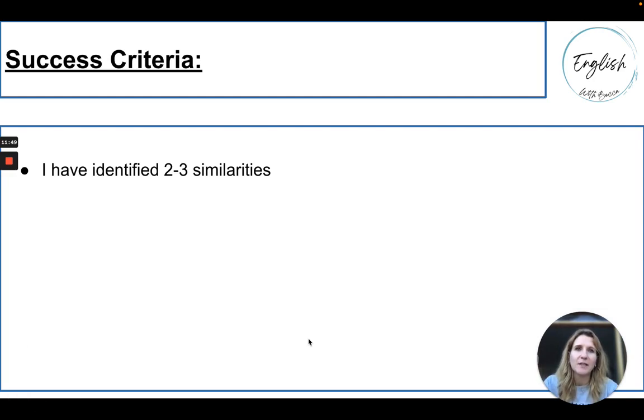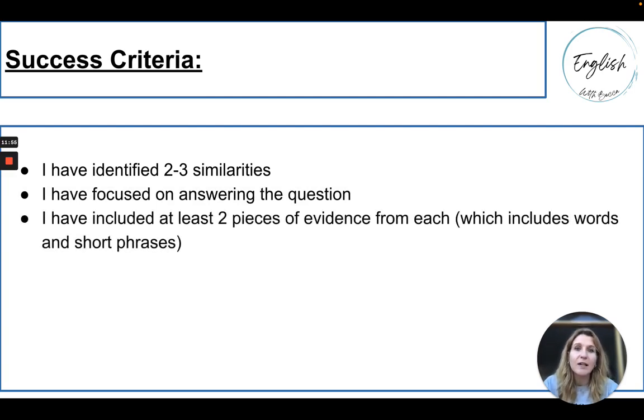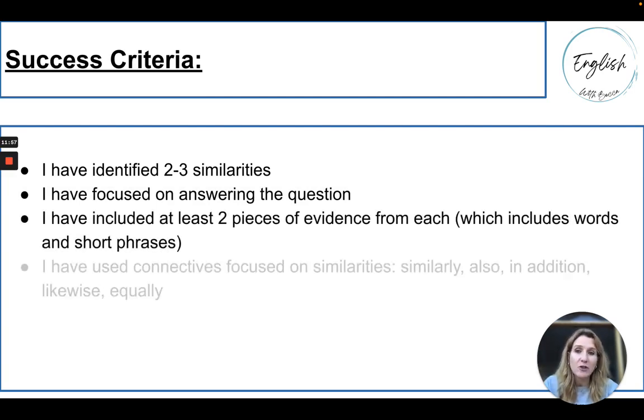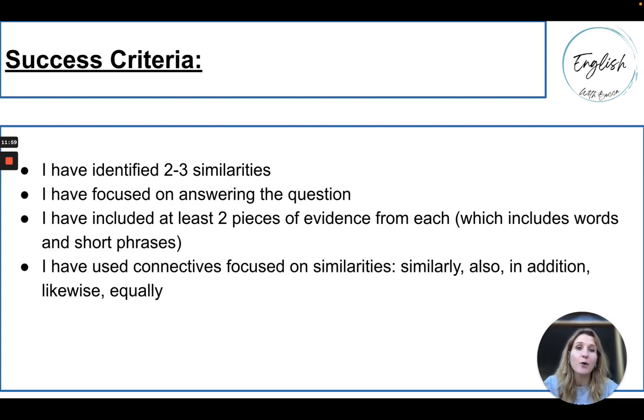So, success criteria. I've identified 2 or 3 similarities or differences. I have focused on answering the question. I have included at least 2 pieces of evidence from each. I have used connectives focused on similarities or differences. So on the other hand, conversely, right?